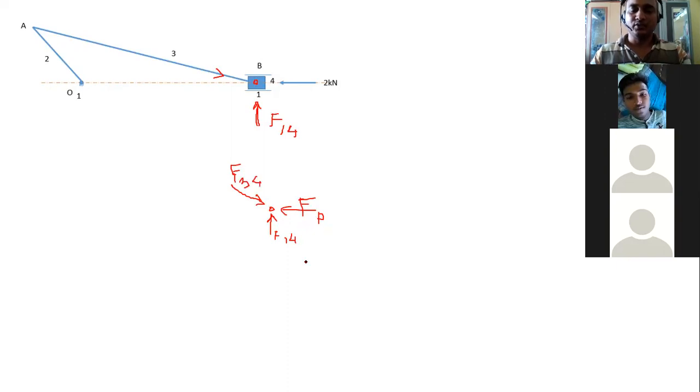Then when you draw this figure, in the next step you simply draw the vector polygon for these forces. Only three forces are there. Out of these three forces, the direction and magnitude of the force FP, the piston effort, are known. The direction is horizontal towards the left, and the magnitude is 2 kilonewton, that is 2000 Newton.